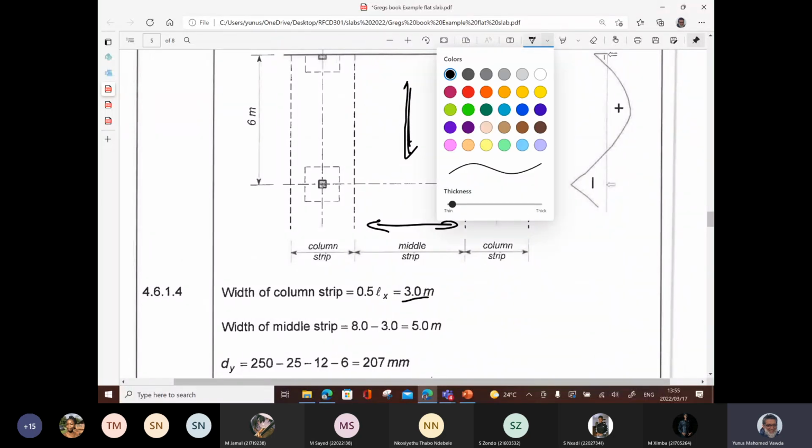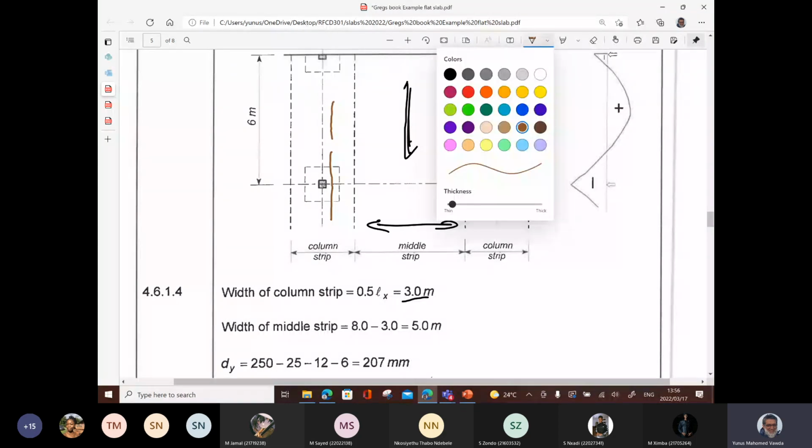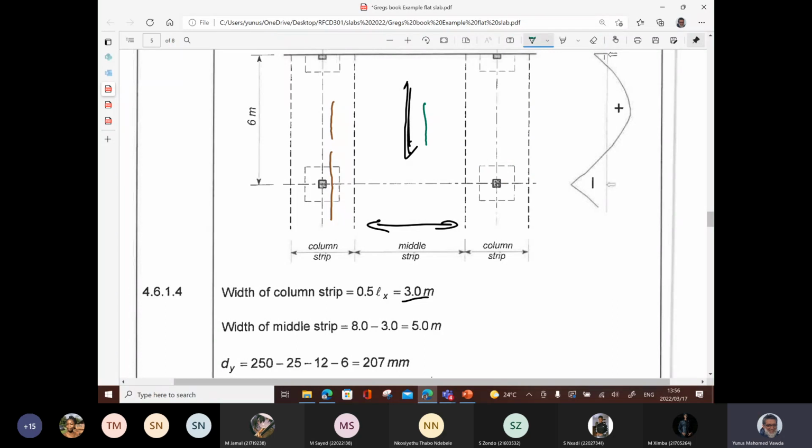So basically what we're saying is here for the column strip, that's the area of steel that I'm referring to, and in the middle obviously is there. And in the case of the middle strip, it's going to be there for the positive and here for the negative.